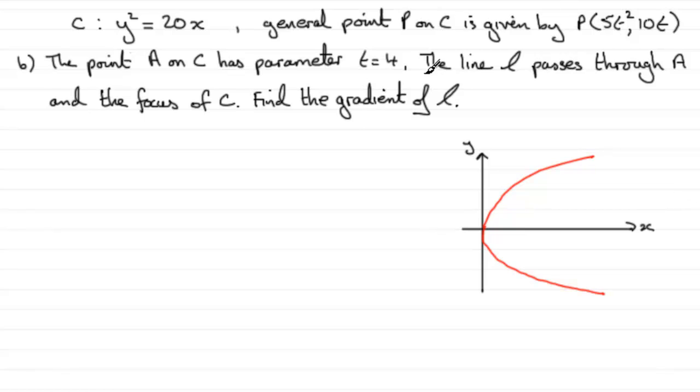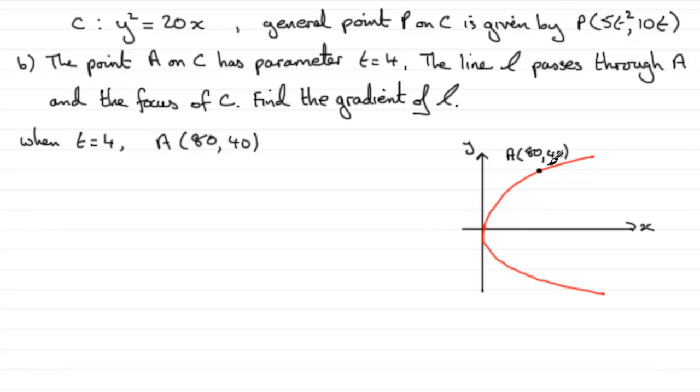It's meant to be symmetrical about the x-axis. Now, where is this point A on C first of all? Well, to get that, I would want to know what we get when t is 4. So when t equals 4, we find that the point A is given by 5 times 4 squared, and that's going to give us 80. And for the y coordinate, we've got 10 times 4, which is 40. So that's our point A, (80, 40). Let's mark that on the curve. Okay, let's just suppose it's here, say. That's our point A at (80, 40).